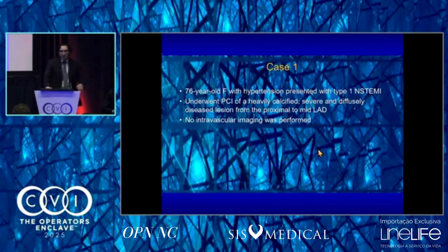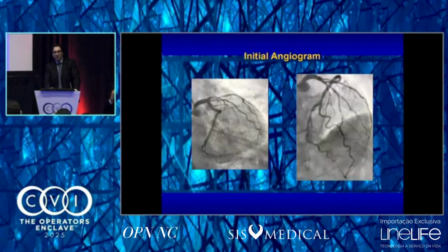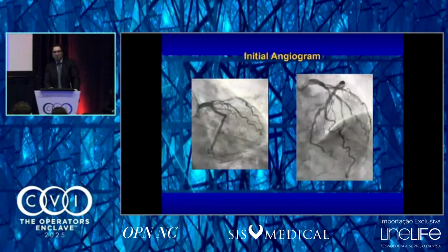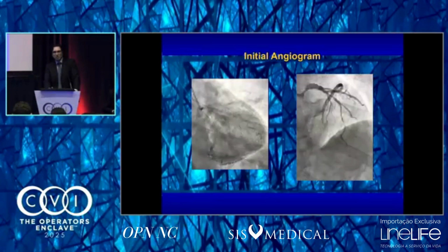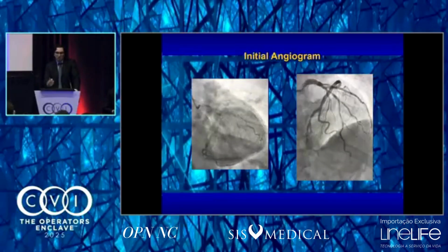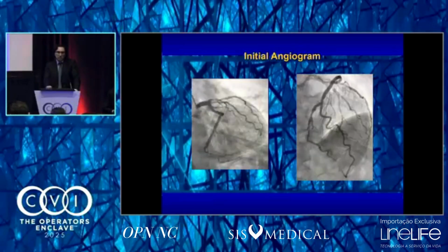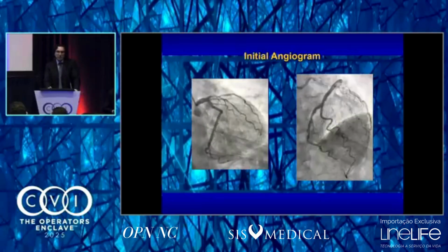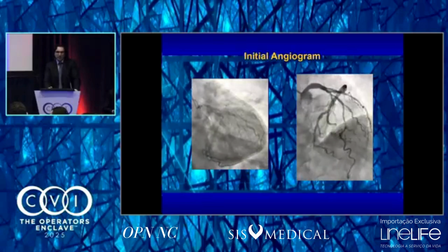So I have a couple of cases that I want to show you. Just get right into it. First patient is a 76-year-old female who presented to an outside hospital with a type 1 MI, and she underwent a PCI of a severely calcific and diffusely diseased left anterior descending artery, and notably no intravascular imaging was either available or used in this case. So I was able to get the images from that index procedure, and that kind of helps explain how we got into that situation.